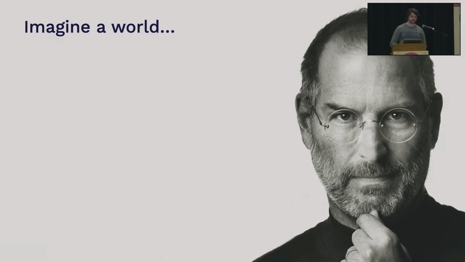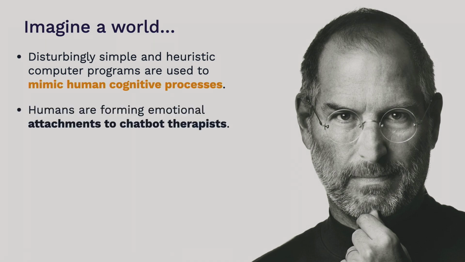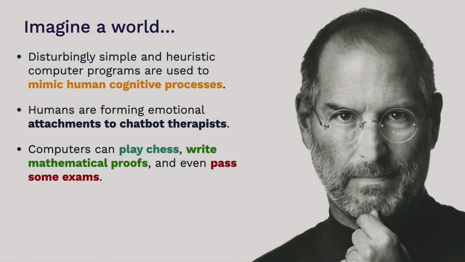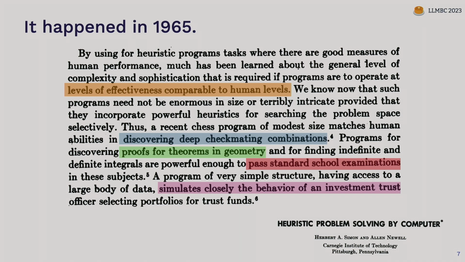Just a quick introduction. I want you to start by imagining a world, okay? In this world, there are disturbingly simple computer programs that can mimic human cognitive processes. Humans are starting to form emotional attachments to these chatbots. Computers can play chess, they can write mathematical proofs, they can pass difficult exams, and you can even get intelligent investment advice from AI, right? So what is the world we're talking about here? Is it the future? Is it the present? Is this what LLMs have enabled? Actually, no. This is all from the past. This all happened in 1965.